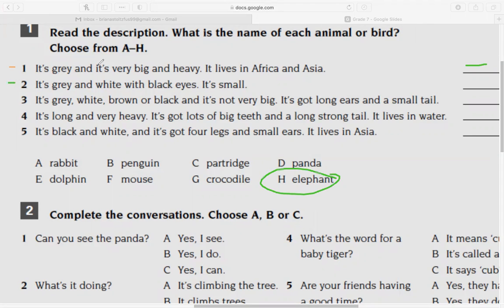Number 2, it's gray and white with black eyes. It's small. Which animal is gray and white with black eyes? The mouse. You can write mouse here. So try to answer all of these questions.